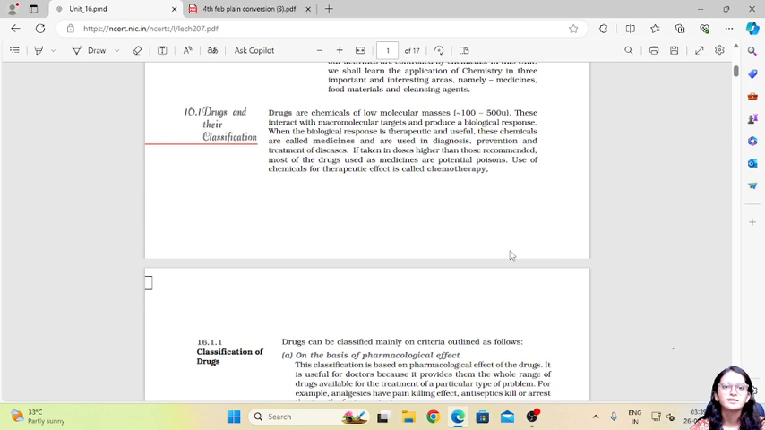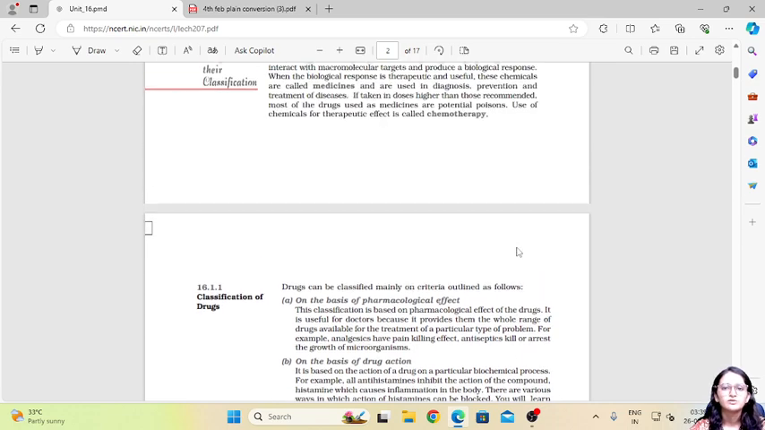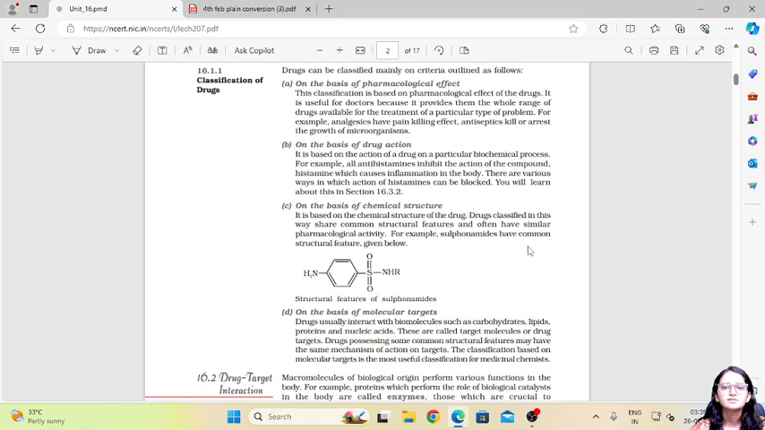Now, drugs are classified on the basis of four criteria. First of all, they are classified on the basis of pharmacological effect, meaning what effect they give. This is useful for doctors because it provides the whole range of drugs available for the treatment of a particular type. For example, analgesics have a pain killing effect, antiseptics kill or stop the growth of microorganisms.